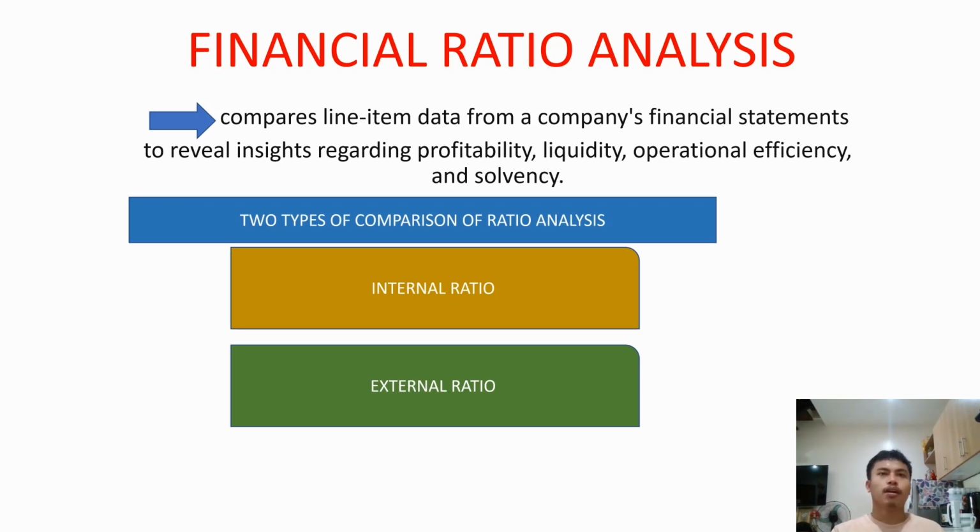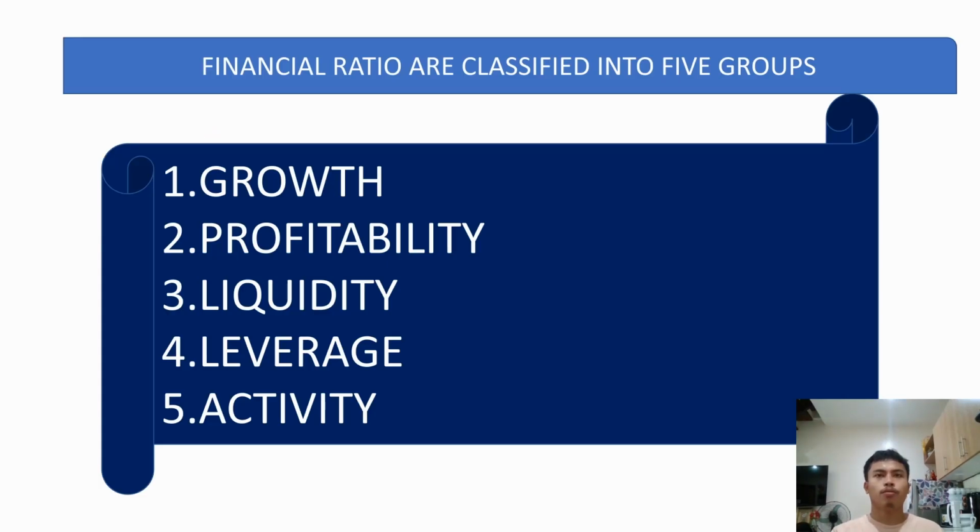Financial ratios are classified into five groups. Number one is growth, then profitability, liquidity, leverage or solvency, and activity. An entrepreneur must have an idea of the following ratio analyses to help in decision making. First, we must discuss growth.